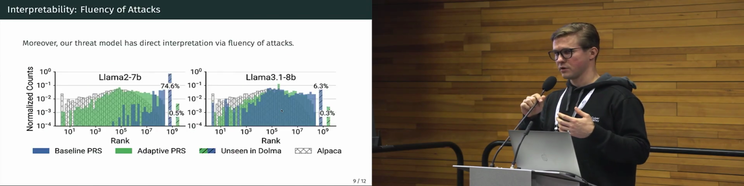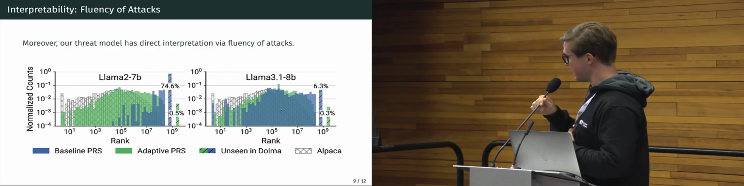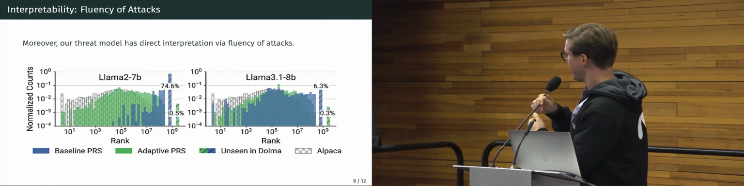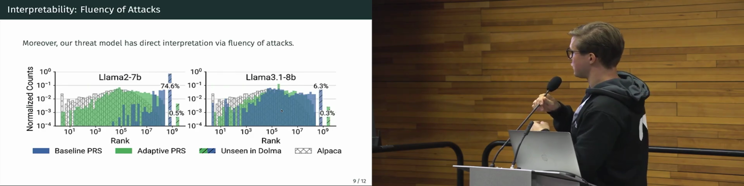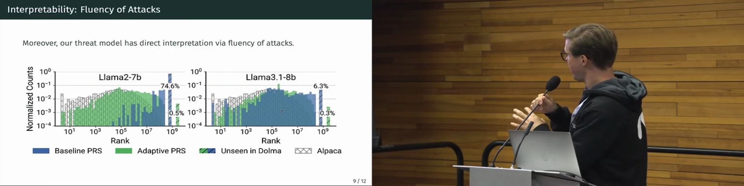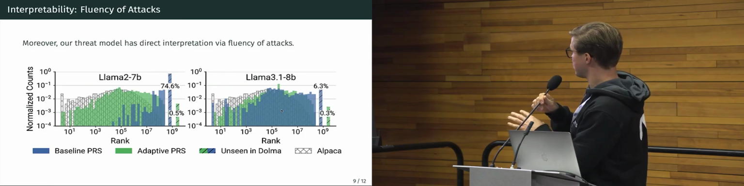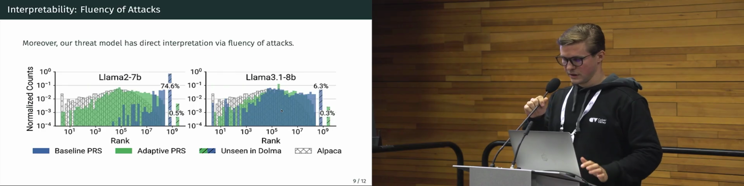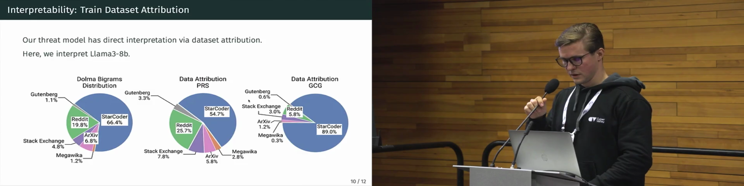Moreover, as I mentioned before, we also get interpretability. We can see, for example, that the baseline PRS attack is less realistic. The further to the left, the more realistic the attack. But if you adapt to our threat model, shown in green, it becomes much more realistic. You can also compare what's happening for the same attack on different models. For example, for Llama 3, it already starts from realistic attacks, while our adaptive version makes it even more realistic.